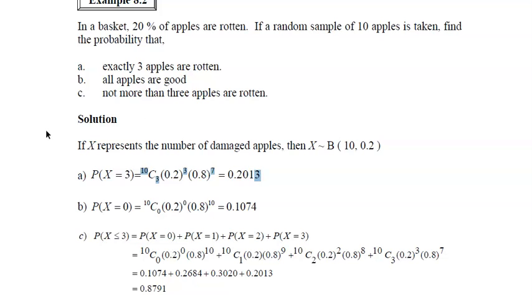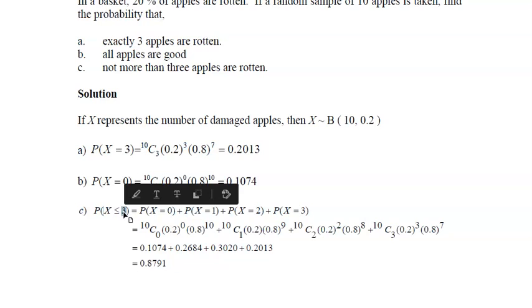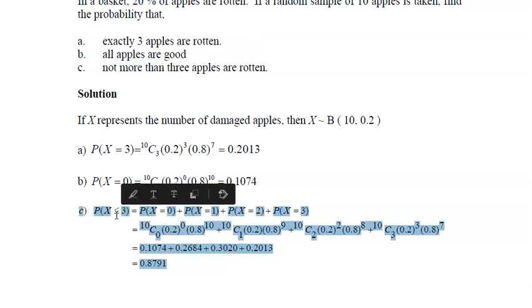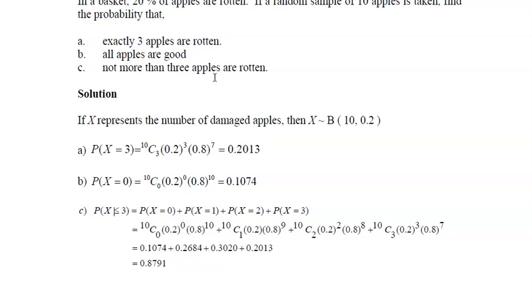So maybe you can put some notes. Your inequality is quite important. They are going to ask using words, and you are going to represent it in the form of an inequality. In this case, not more than 3 apples are rotten, so X is less than or equal to 3. X less than or equal to 3 means X is equal to 0, X is equal to 1, X is equal to 2, until X is equal to 3. You are going to use your calculator to calculate everything here, so you will get this probability. So please make sure you practice using your own calculator here.